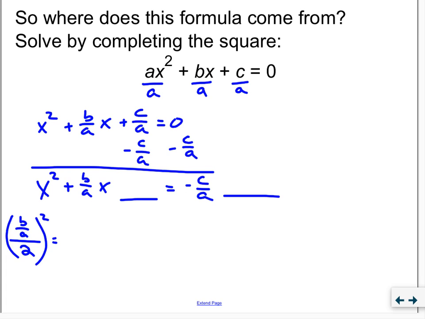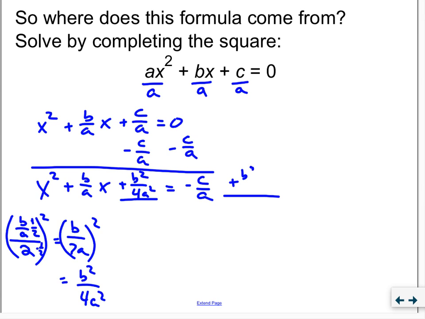we end up getting, let's do this step by step here. First of all, let's make this a better fraction. If I multiply top and bottom by 1/2 to get rid of the fraction, what I'm really squaring is b over 2a. And that's going to give me b squared over 4a squared. So that's what goes in here. And it goes in here too.